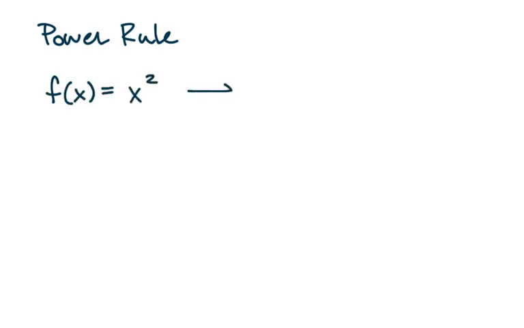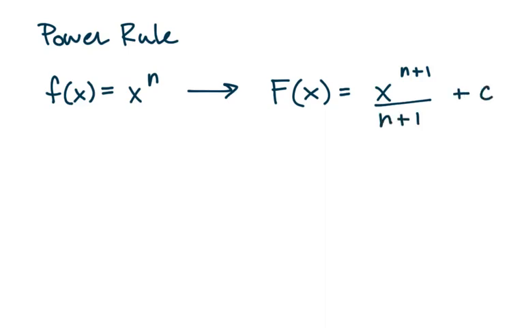But real quick, I like to talk about why on that power rule we had to specify that my n, my power, can't be negative 1. So my power rule again said if I have f of x equals x to the n, then my antiderivative, capital F of x, is x to the n plus 1 over n plus 1 plus c. And so why can n not equal negative 1?